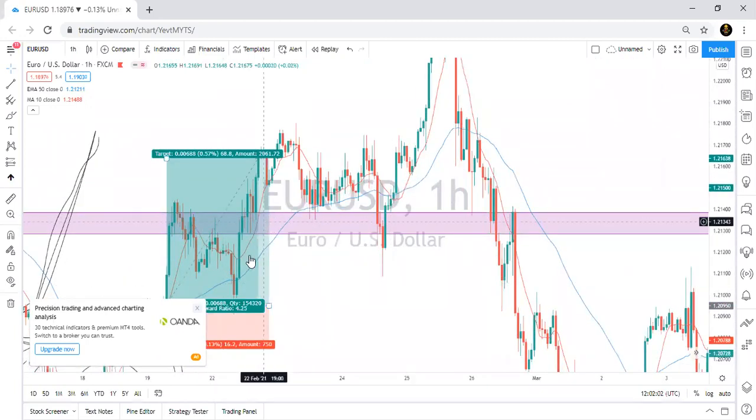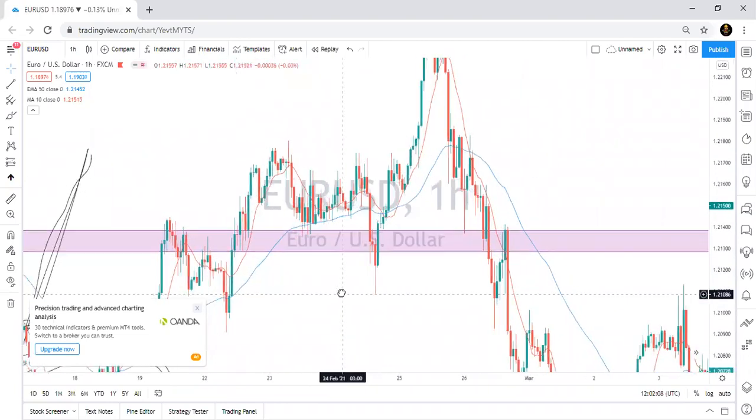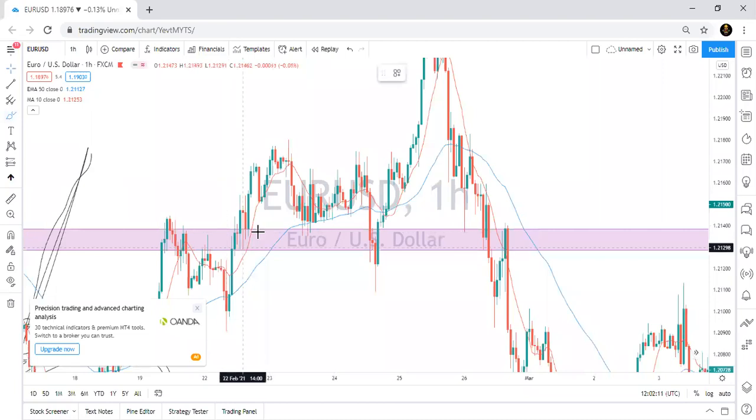We know that this is a key area in the market, support. Check what happened. The market makers know that here, people will be buying a lot. Whenever price reaches this level, people will be buying a lot. Look what happened here. When price came here, people started buying.